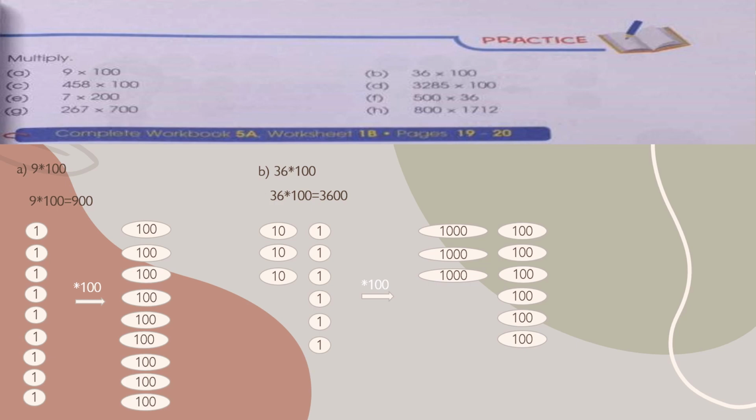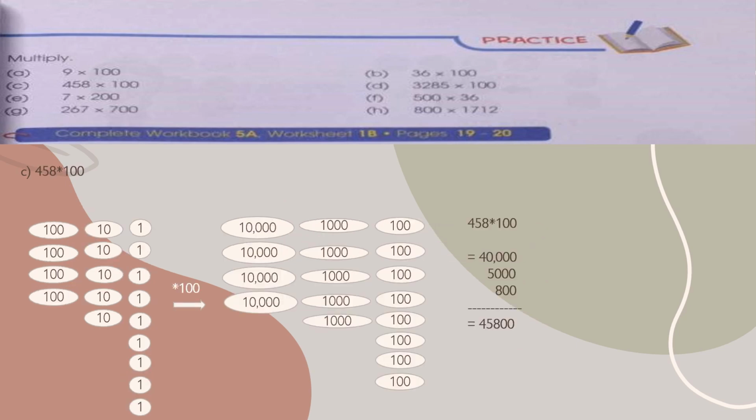Similarly, for part B, we have to multiply 36 by 100. So we have 6 ones and 3 tens. When we multiply these discs with 100, we will have 3000, as 10 into 100 is 1000 and 1 into 100 is 100. So we have 3600.